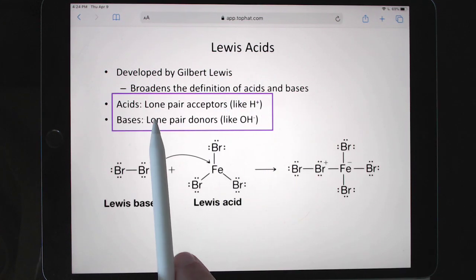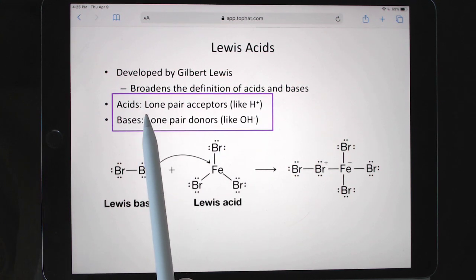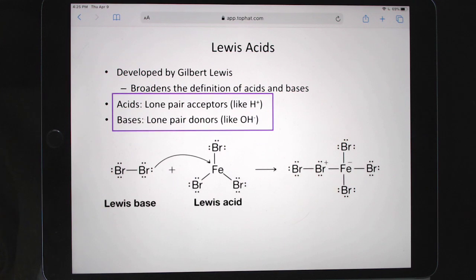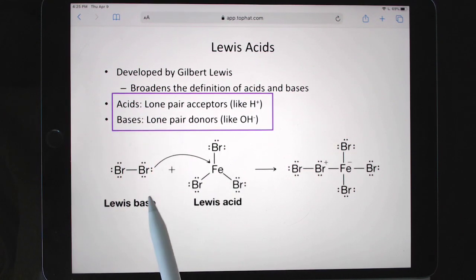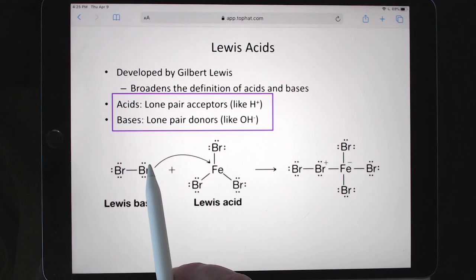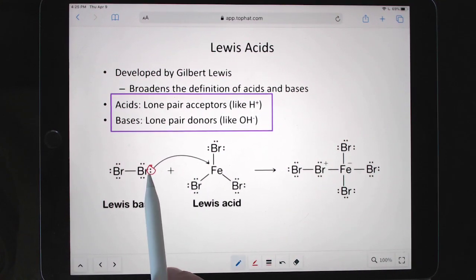Okay, so for Lewis acids, Gilbert Lewis expanded the definition of what an acid and base is. All it's saying is that acids will accept a lone pair, just like hydrogens, just like H+. It wants those lone pairs, and the bases just have the lone pairs to give. Here you've got the iron, it's a +3. This has a lone pair, and it makes a bond here, but it's no different than H and OH.